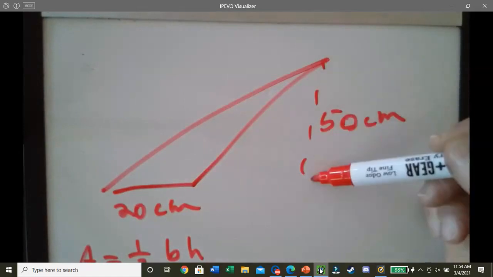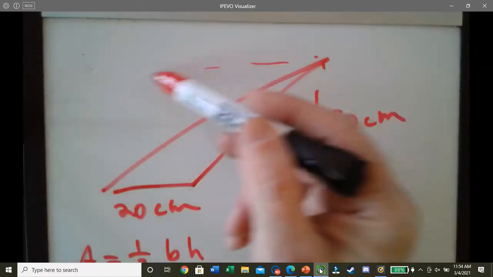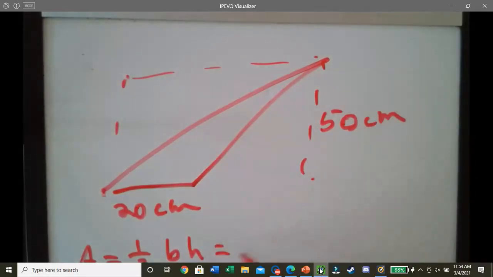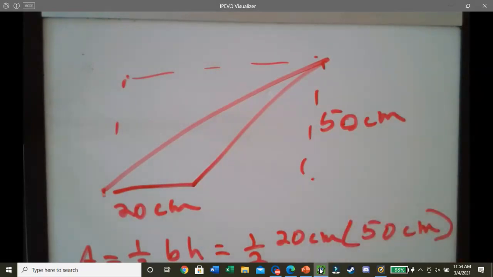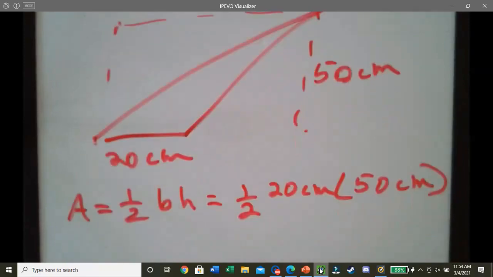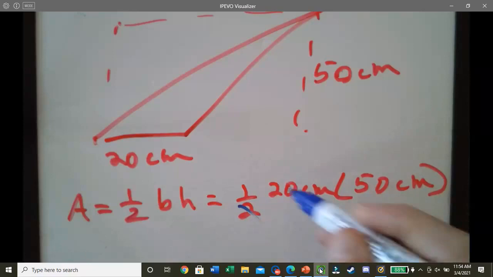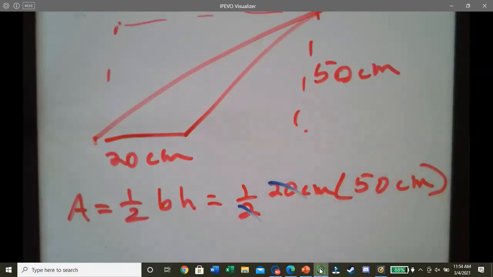So the height is going to be the same here as if it was over here. Okay, so it'll still be 1/2, base is 20 centimeters, height is 50 centimeters. Again, I like to go ahead and cancel when the numbers are smaller. So we can cancel 2 and a 20 or 2 and a 50, it really doesn't matter. So 2 and a 20 is what?